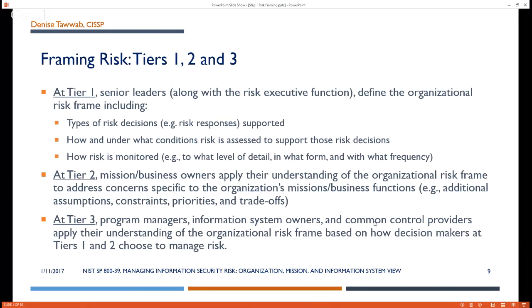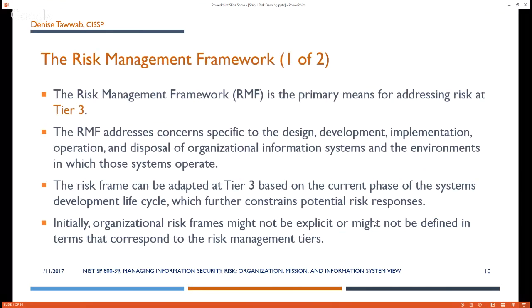Then at tier three, which is the system tier, your program managers, your information system owners, and your common control providers are going to apply their understanding of the organizational risk frame that they got from tier one and the additional information that came from tier two. They're going to decide how to actually secure your systems. All right, the risk management framework is the primary means for addressing risk at tier three.